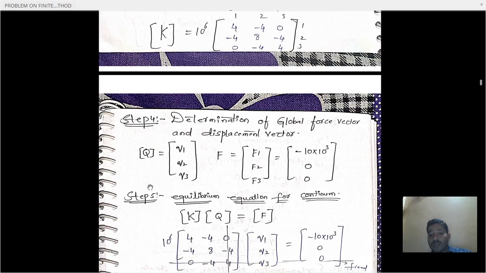The global force vector: here how many nodes are there? 3 nodes. So Q represents the displacement vector. Displacement vector Q equal to Q1, Q2, Q3, and the nodal force vector is represented as F1, F2, F3. So here F1, how much load is acting at this point? Minus 10. Why I am taking this minus 10, that is most important here.